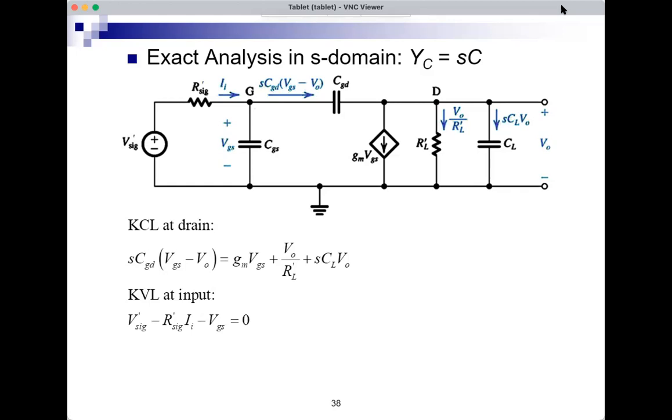We need one more equation, and this can be a KCL at the gate, at the input. And we know that the current in CGS is SCGS VGS. So the KCL at the gate would give me that II is SCGS VGS plus SCGD times (VGS minus VO). Okay, now I will have to combine these to come up with the transfer function.